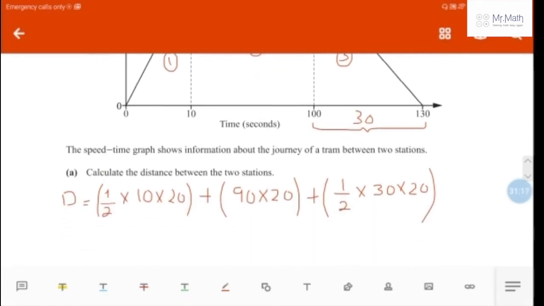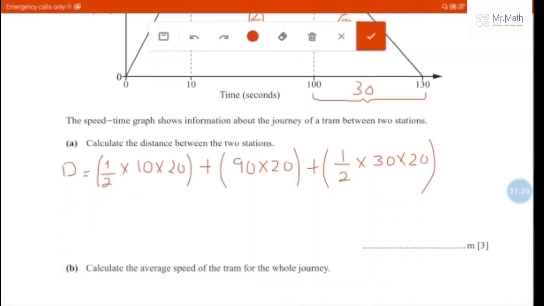So now d is equal to half times 10 times 20, and the answer is 100, plus 90 times 20 is 1800, plus half times 30 times 20, and the answer is 300. So the final answer is 2,200. So it is 2,200 meters.